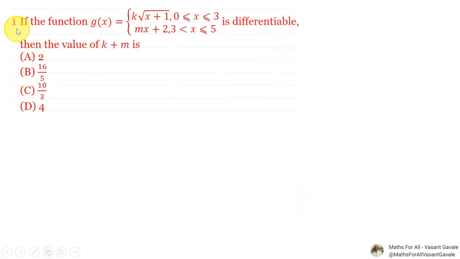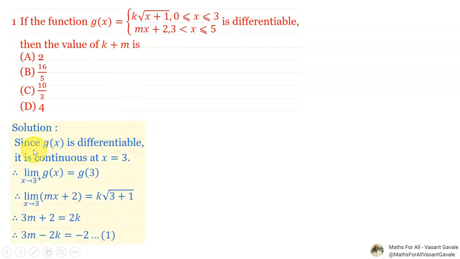First example: if the function g of x is equal to k root of x plus 1, where x lies between 0 and 3, and mx plus 2, where x lies between 3 and 5, and is differentiable, then the value of k plus m is? Now, g is differentiable, therefore it is continuous at x equals 3.